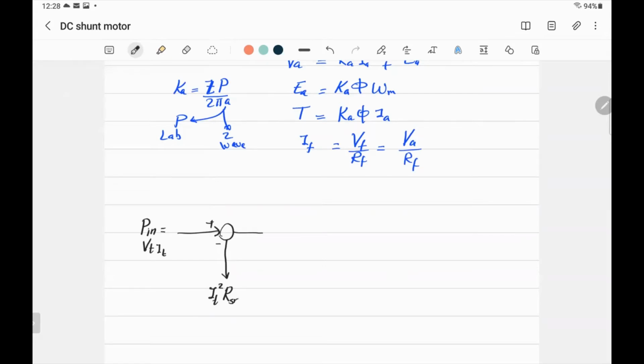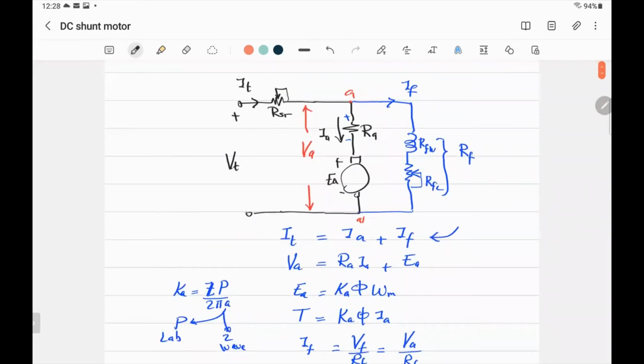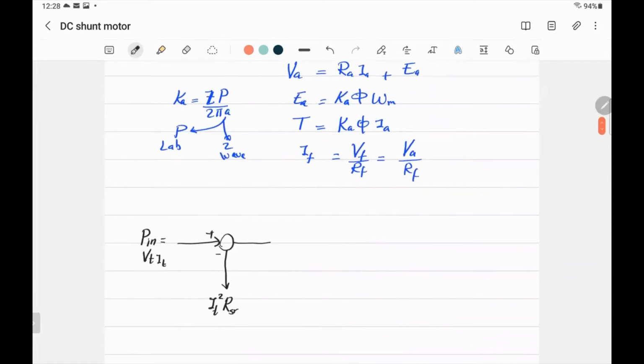So what's left? If you subtract this loss from the total input power, you will have what's left: VA times IT, because the voltage here is VA and the current is IT. So now the input to the machine is VA IT, right? The voltage across the whole machine is VA, and the total current of the whole machine is IT. So the power will be VA IT. If you don't have RSR, then VA IT is equal to VT IT.